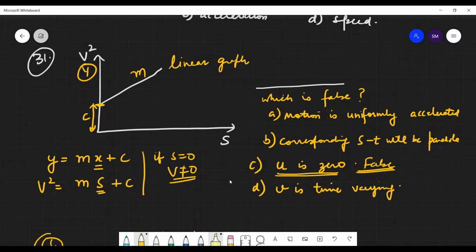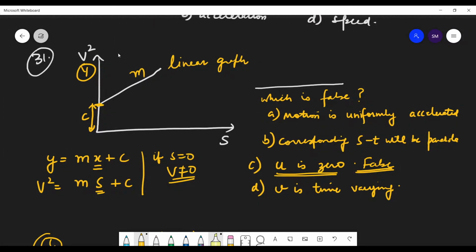Now we have the graph between velocity square and distance, you can say. If you say velocity, then you need to say displacement. If you say speed, then you need to say distance. So which of the following is not true? कौन सी स्टेटमेंट इसमें सही नहीं है?